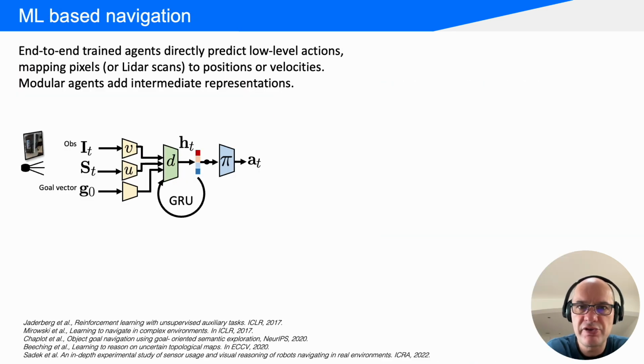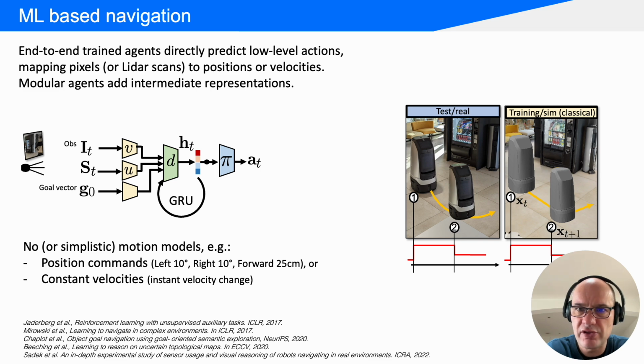Machine learning-based solutions have the potential to adapt to a large variety of situations and can potentially handle complex scene structures, in particular when trained from visual input. The main hypothesis is the high fidelity of the simulator used for training, and much progress has been made with photorealistic simulators lately. However, these agents are mostly trained in simulation with simplistic or absent motion models.